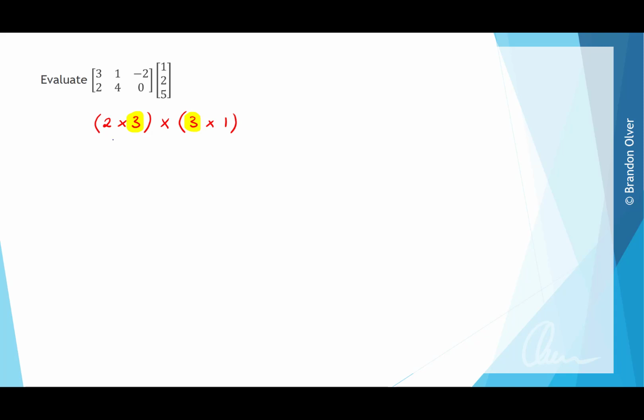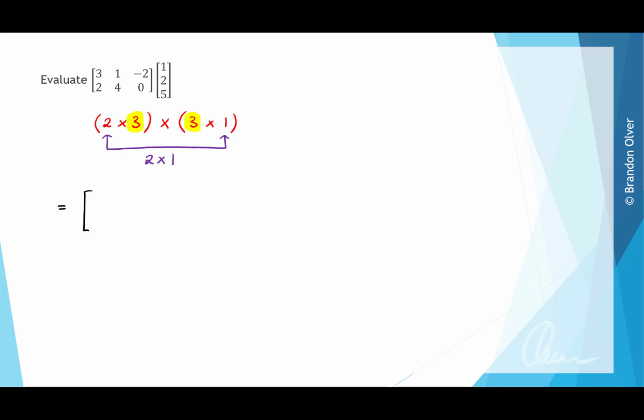We can also determine what the order of the resultant matrix will be by having a look at these two numbers here. So this tells us that the result matrix will be 2 by 1, which is 2 rows and 1 column. So now our job is to actually evaluate this.